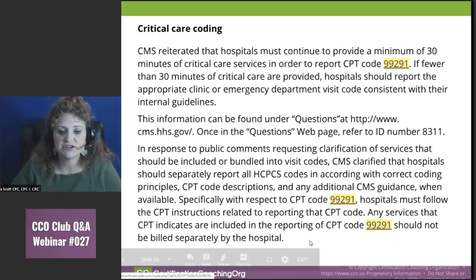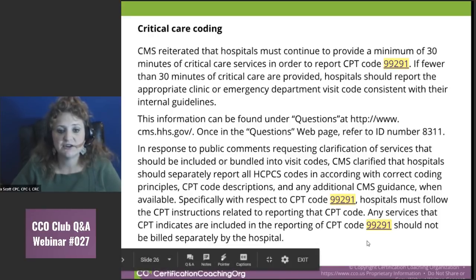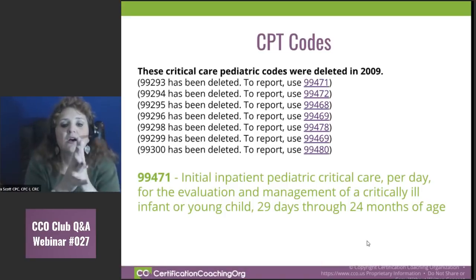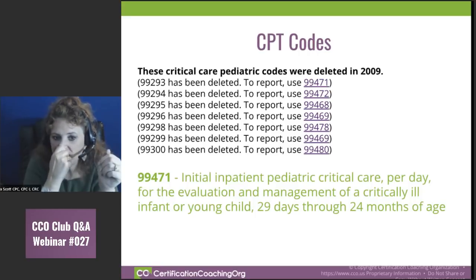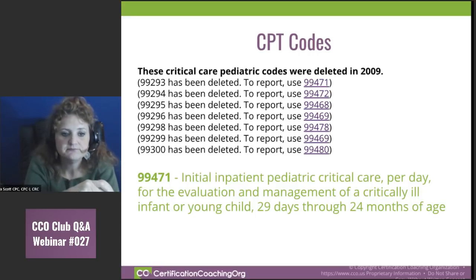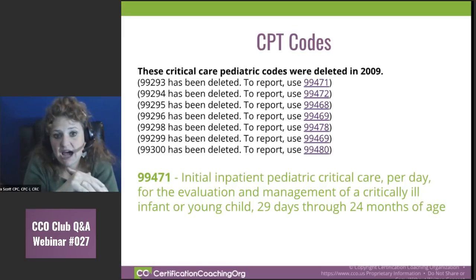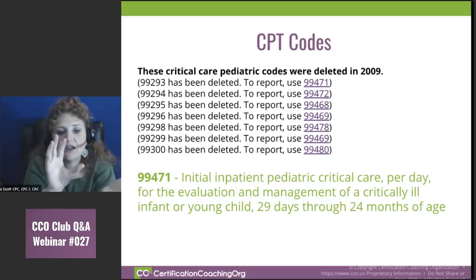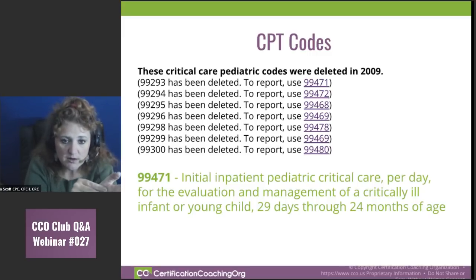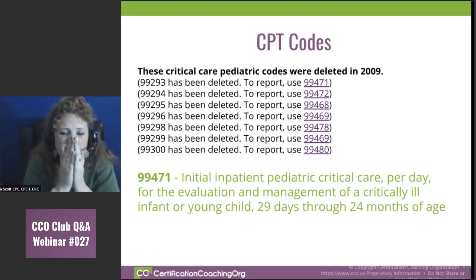And again, that just explains what the criteria is. Now, I also wanted to show you that changes are sometimes made. So back in 2009, they deleted a bunch of codes and made new codes for pediatrics. So the new code 99471.